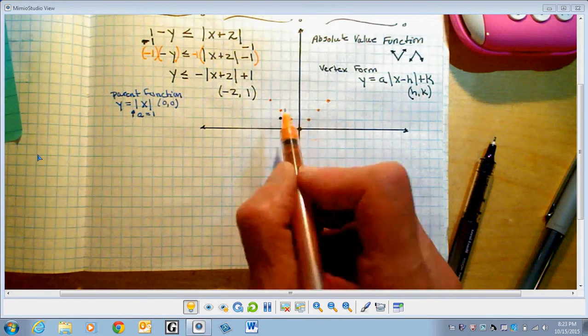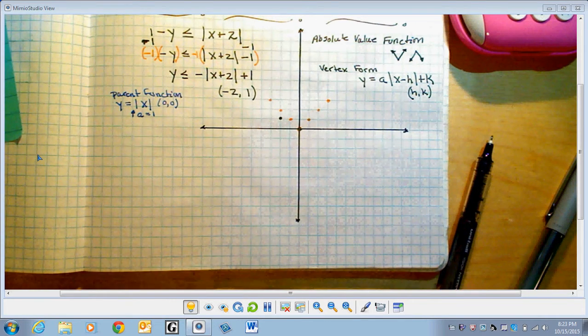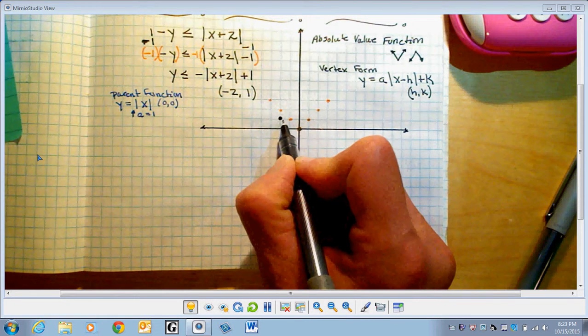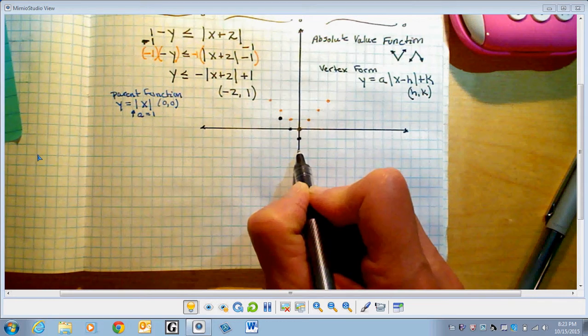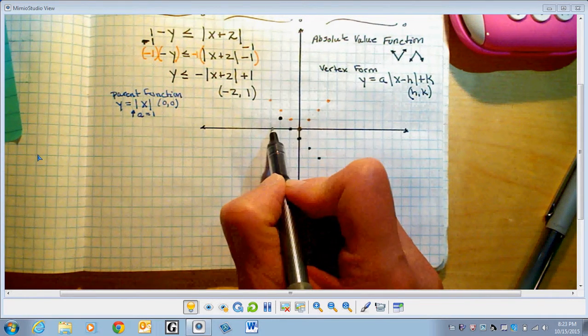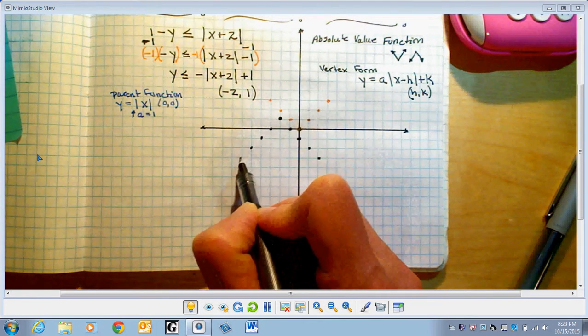So we do a reflection, we're just going to do the opposite. We're going to start at our vertex, the point negative 2, 1. We're going to go down 1 over 1, down 1 over 1, down 1 over 1, down 1 over 1. And on this side, down 1 over 1, again, four times.